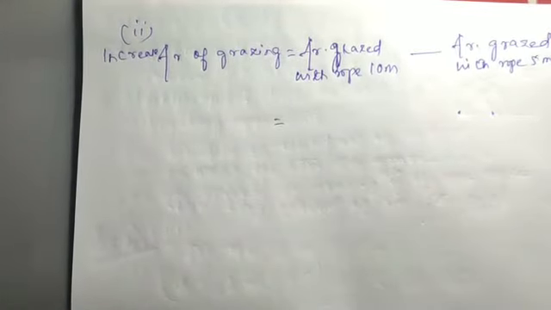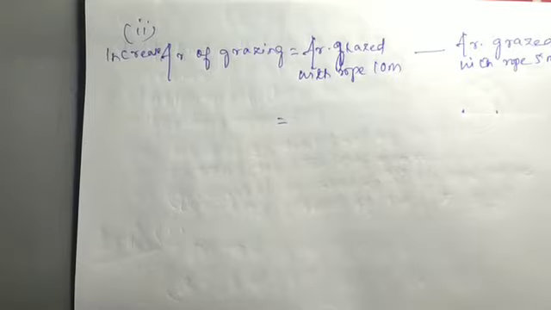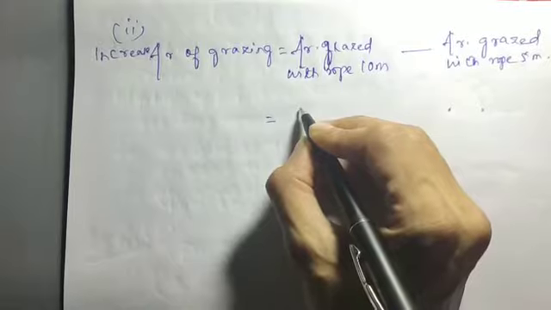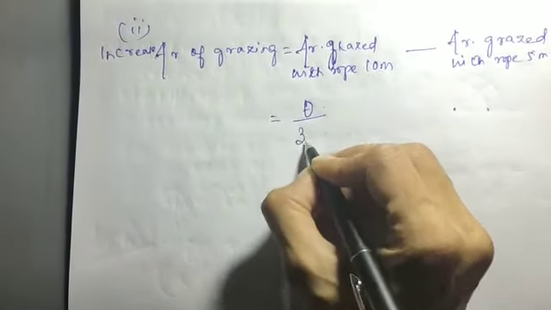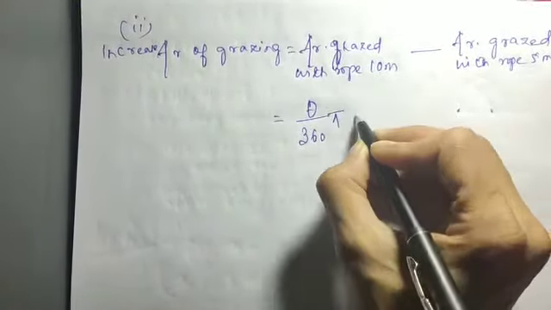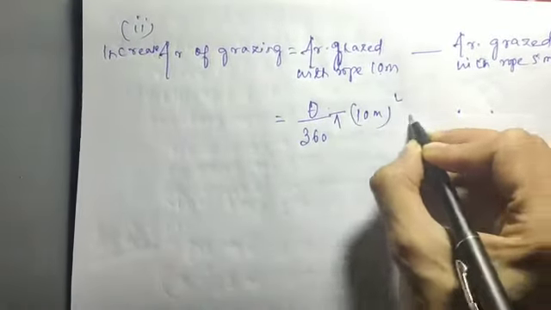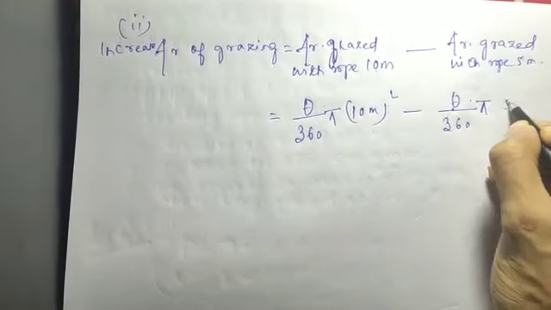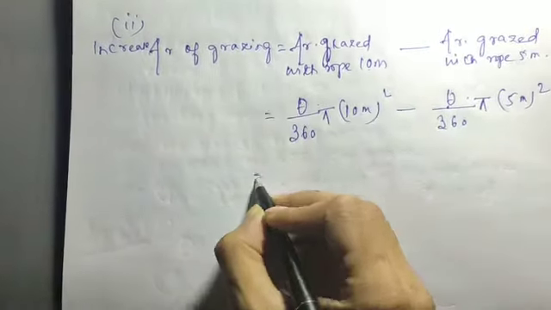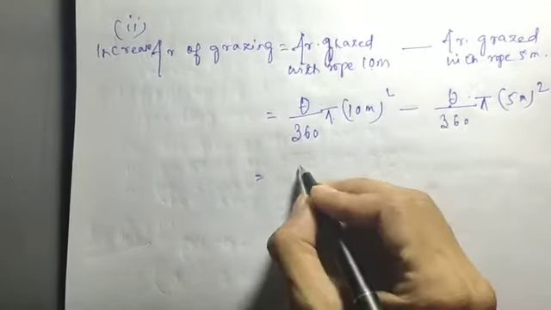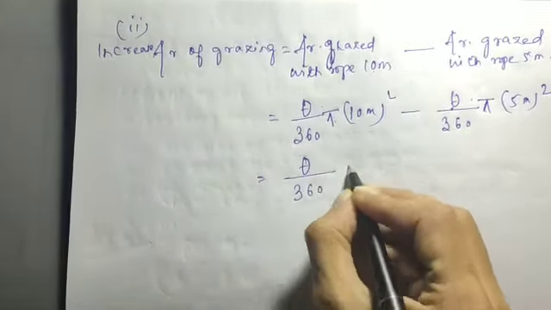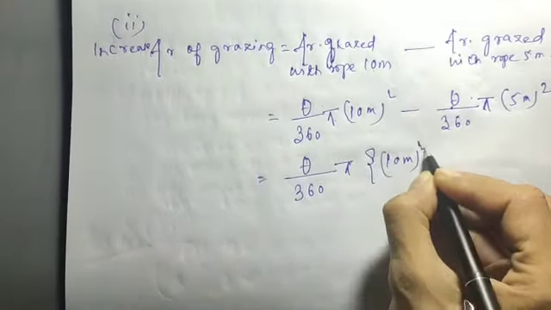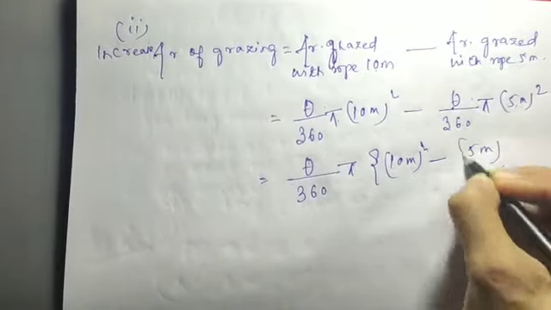So whatever be the length of the rope, the formula is going to be the same. That is the sector minus sector formula only. Theta by 360 pi r square. Theta by 360 pi, here radius is 10 meter square, minus, here also theta by 360 pi, here radius will be 5 meter square. Theta by 360 pi taking common, then what is remaining? 10 meter square is remaining minus this 5 meter square is remaining.